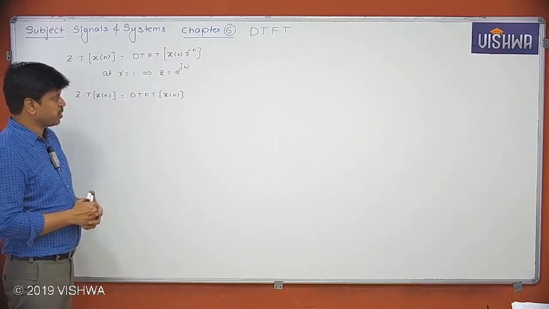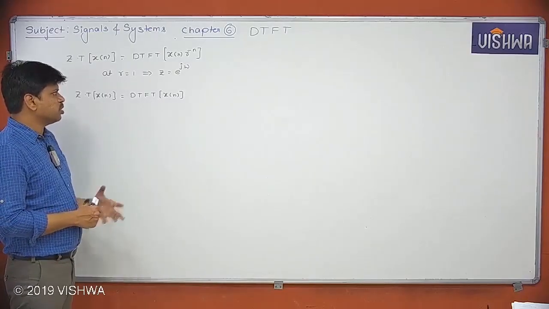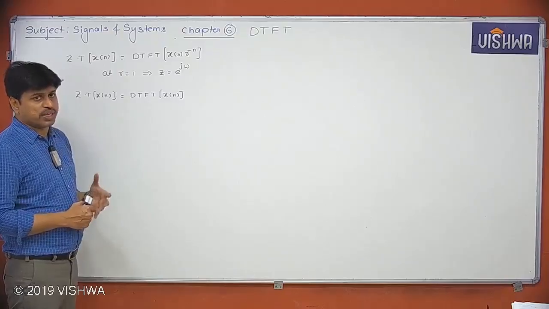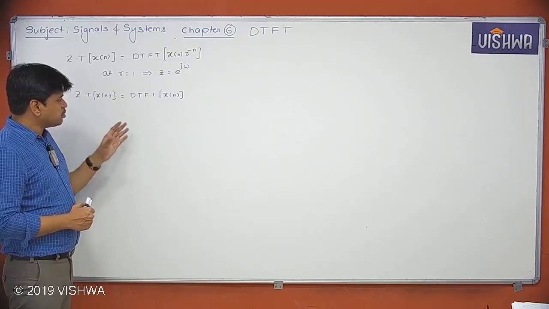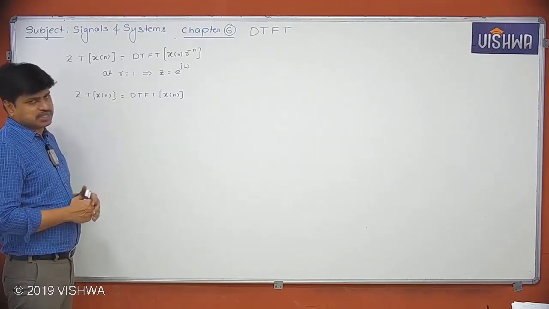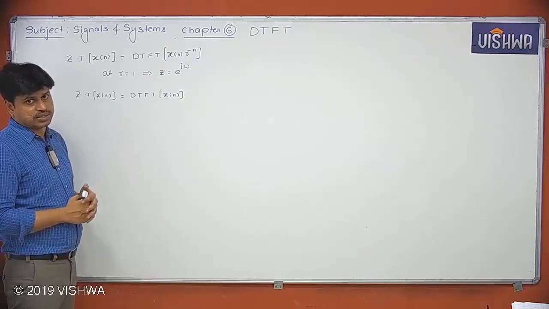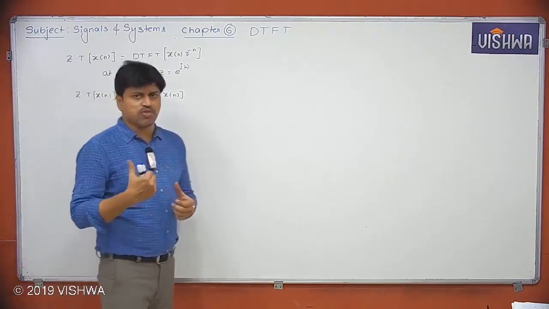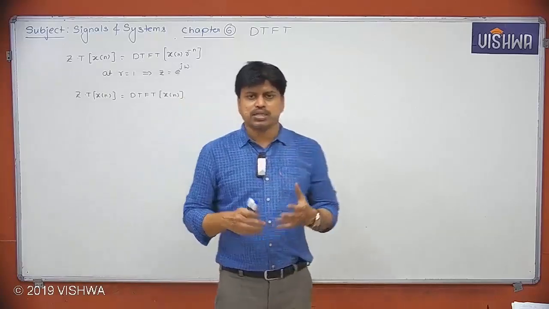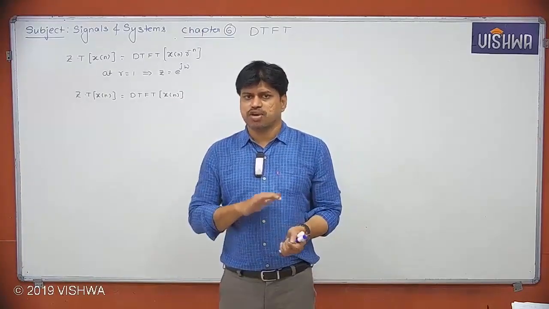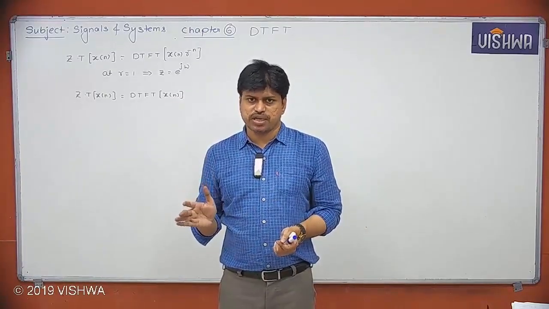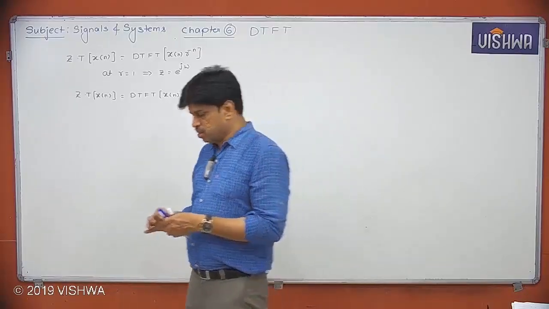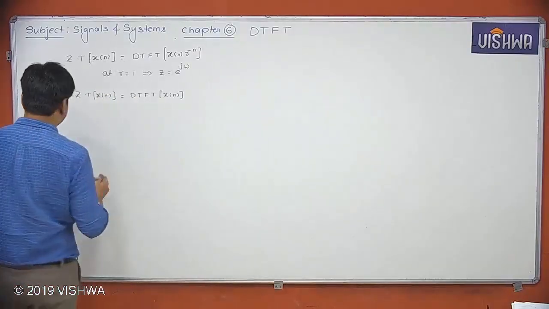That's okay. But is it possible to replace z with e power j omega for every signal? No, we cannot do that. It is possible only for energy signals and bounded signals. For unbounded signals, the DTFT does not exist, similar to the Fourier transform. In the Fourier transform also, for unbounded signals we never write the Fourier transform. Only for bounded signals do we have the Fourier transform.